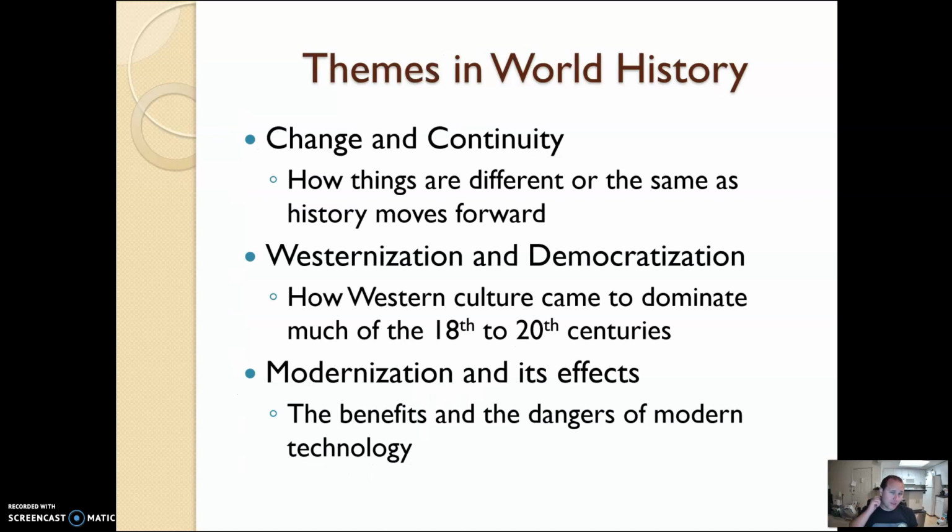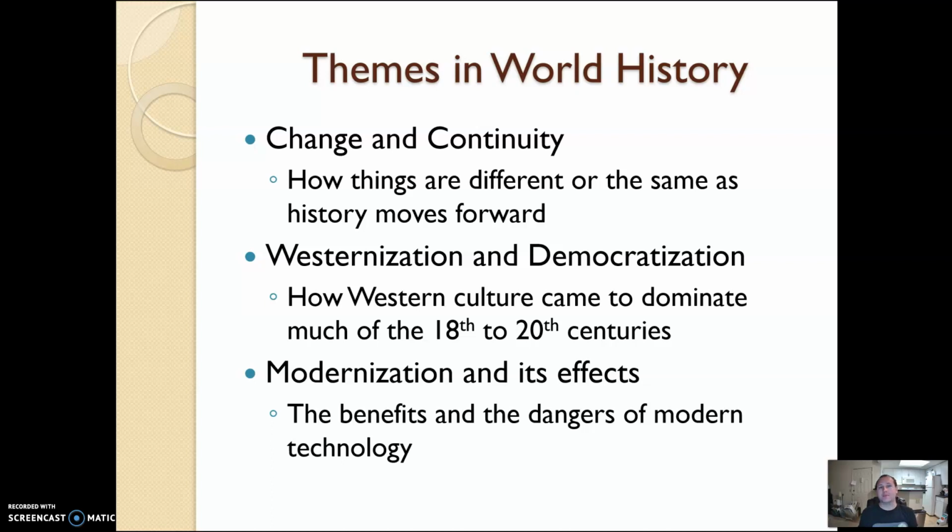So some of the themes that your sophomores will be learning about: we're going to look at things like change and continuity, how societies and people and cultures and just the human race in general have changed over time, but how it also remains fundamentally the same. We'll look at the rise of two phenomena of the last 2 centuries, Westernization and democratization, how Western culture came to dominate the last couple centuries.